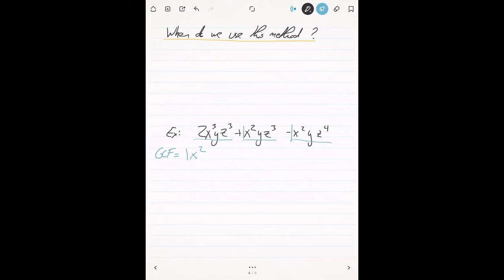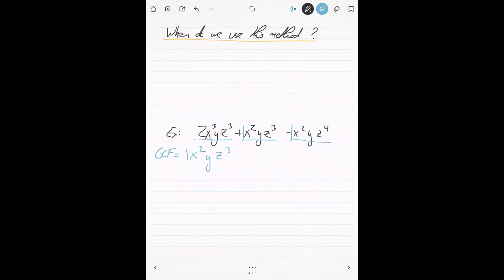Now let's take a look at the y's. There's a y to the first, a y to the first, and another y to the first. Well, obviously they each have at least one y in common. Then the last component is the z's. There's 3 z's in the first one, 3 z's in the second, and 4 z's in the third term here. How many z's are there in at least all of them? Well, they each have at least 3 z's in common, right? We can find at least 3 z's in each of the terms. We can find at least 1 y in each of the terms. And we can find at least 2 x's in each of the terms.